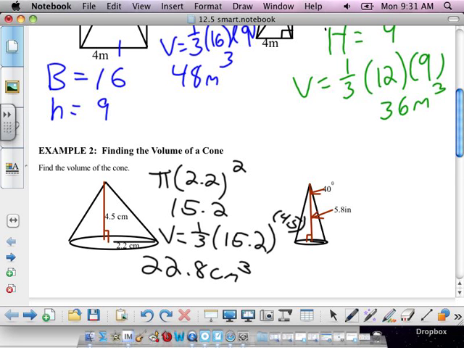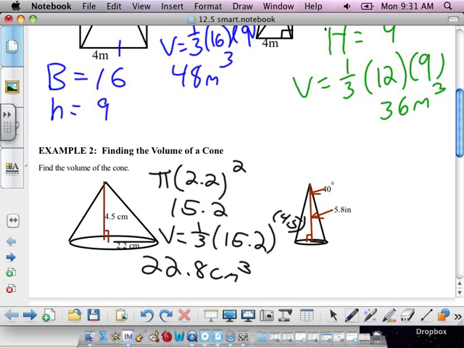So, see how my cone kind of fits in here? It takes up 1/3 of a cylinder. Does that make sense? So I've got to take away the stuff that isn't there. And the same with a pyramid. It's base times height times 1/3 because I'm taking away 2/3 of a prism.